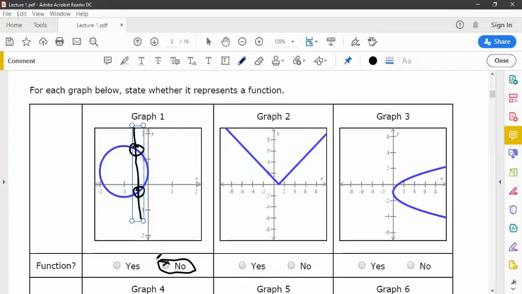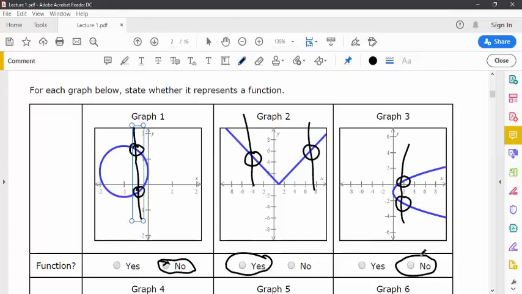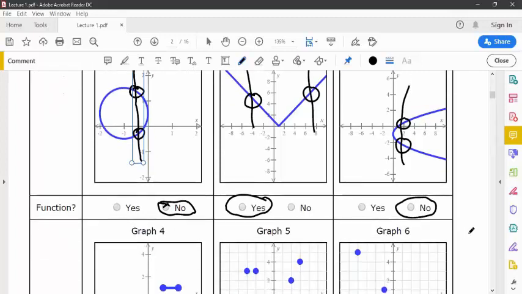Our next example, if I draw a vertical line, notice when I've drawn it in a few places, it's only intersecting the graph in a single location. Therefore, that would be an example of a function. Now graph 3. When I draw a vertical line, again, it intersects the graph in more than one place. Therefore, it's not a function. So if it intersects in more than one place anywhere on the graph, it's not a function.